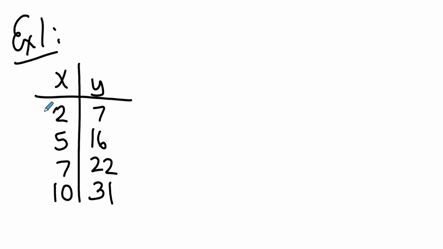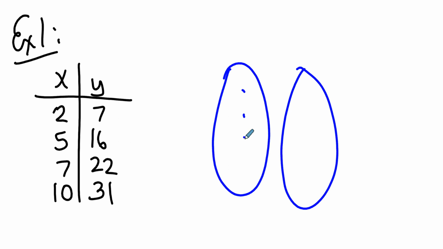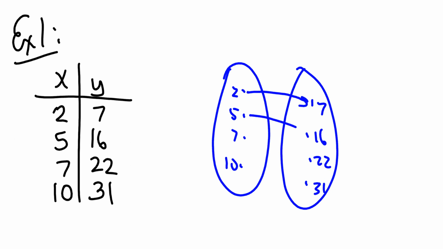There are lots of other ways to express this function. We could express this function with an arrow diagram. 2, 5, 7, and 10 over here, 7, 16, 22, and 31 over there, and we see that the inputs map to the outputs. We could do that. We could graph the points.